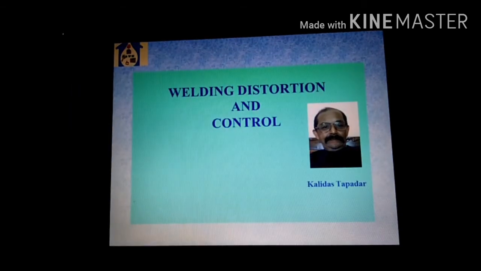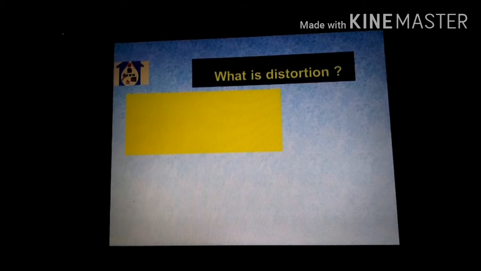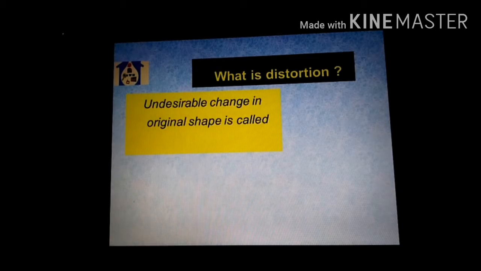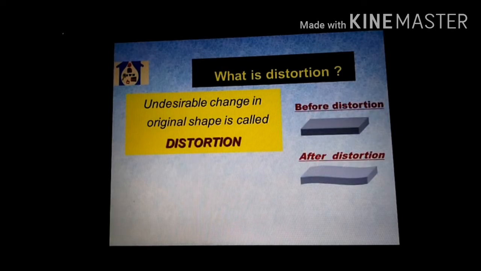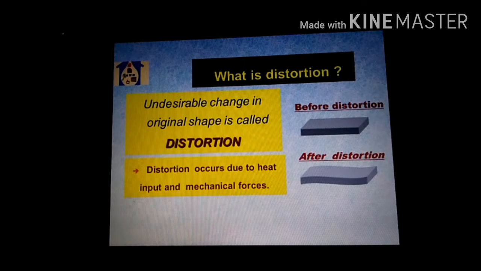Today we are discussing welding distortion and control. What is distortion? Undesirable change in original shape is called distortion. Distortion occurs due to heat input and mechanical force.